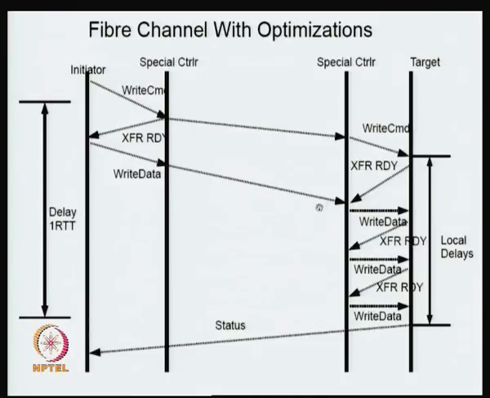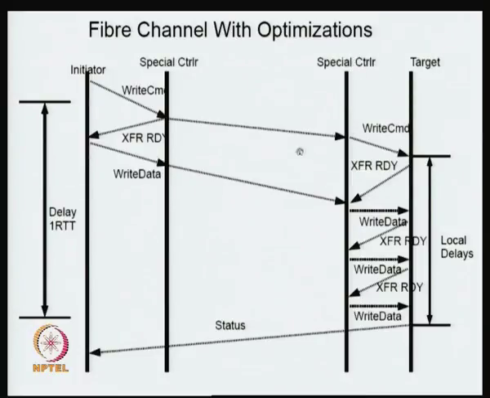So now what happens is that this command goes out here, and then the transfer ready happens, and once this data has come here, this special controller has already got the transfer ready from here. So what is happening out here? Basically, once this write command comes here, because it is going to both places, this write command is sent to the target, and the target essentially says, now I am ready, and this is going to be local.